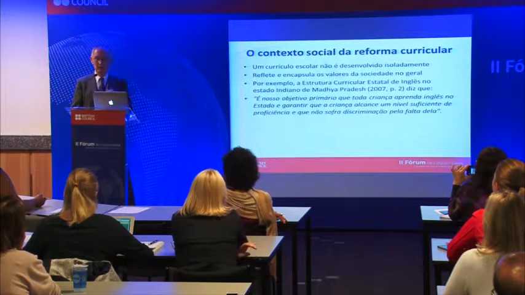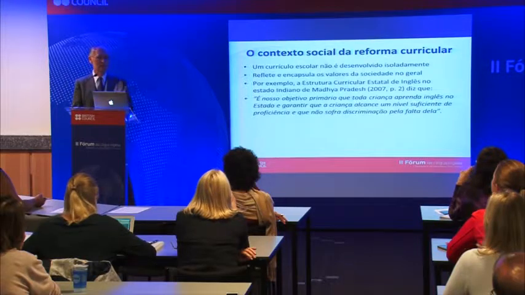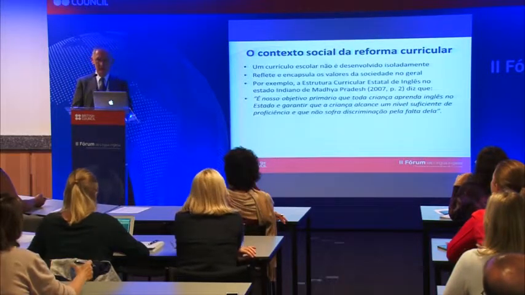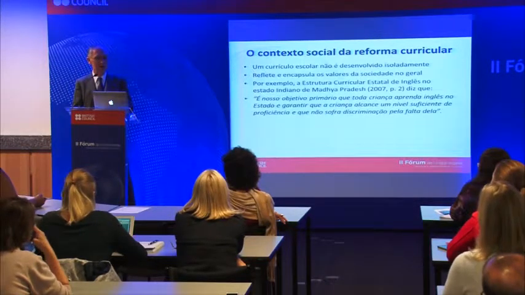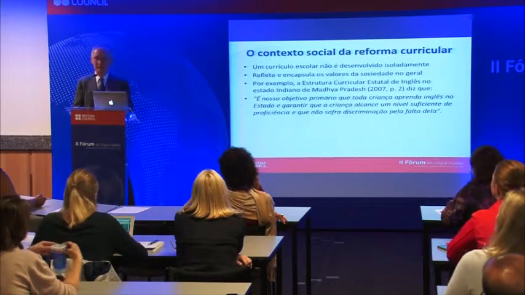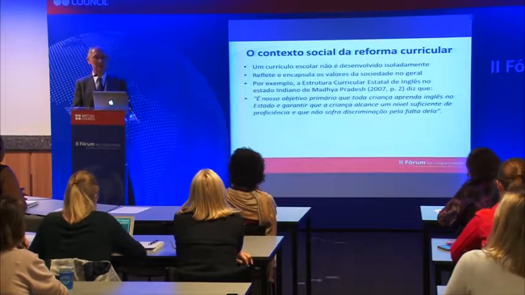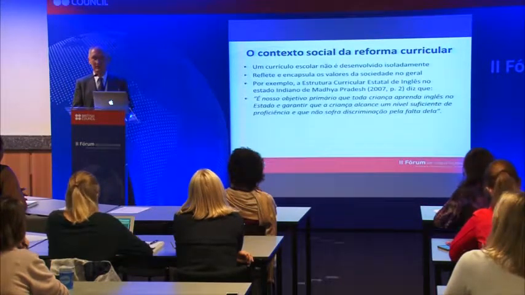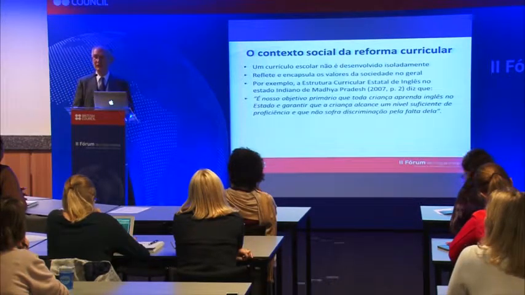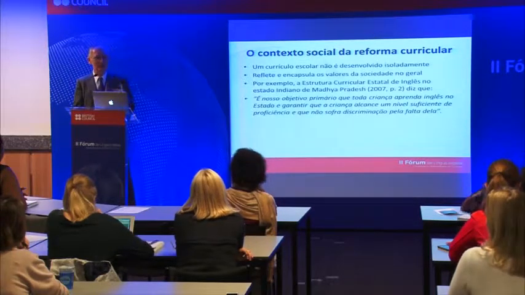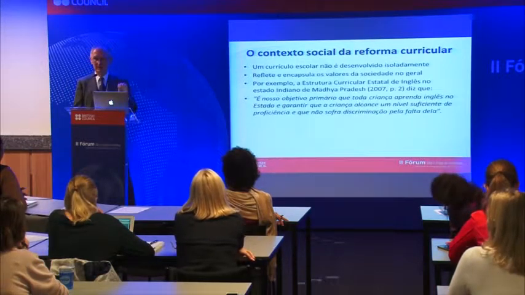Okay? That's a very unequivocal, ambitious, but wonderful objective. That no child should be suffering discrimination because they don't have access to English. So the state government's objective is to provide every child with the same level of access to English, no matter what their background. And one of the problems, again, for me with the teaching of English, is English is one of those languages throughout the world where if you have money, if you have concerned parents, if you're a member of the elite, then you have access to it.